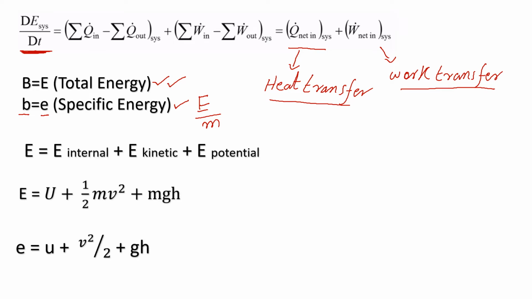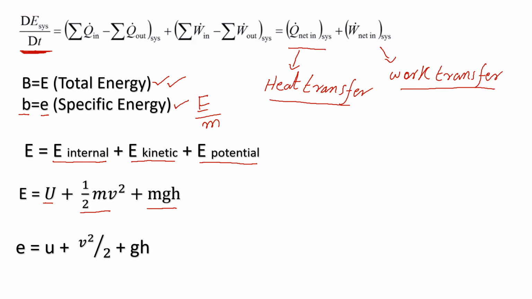So my total energy will be equal to the internal energy of the system, and by system I mean fluid, plus the kinetic energy of the system and the potential energy of the system. So if I write the right terms for these energies, this is the internal energy of the system, this is the kinetic energy of the system, and this is the potential energy of my system, and these three energies comprise my total energy of the system.